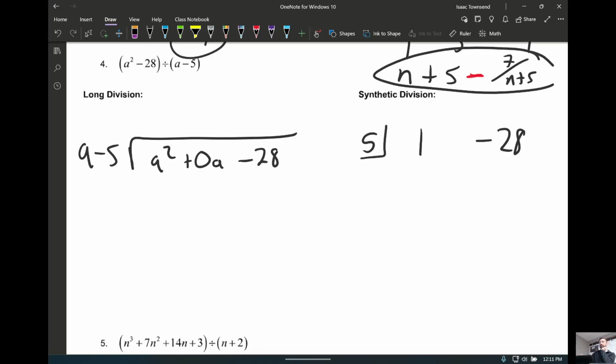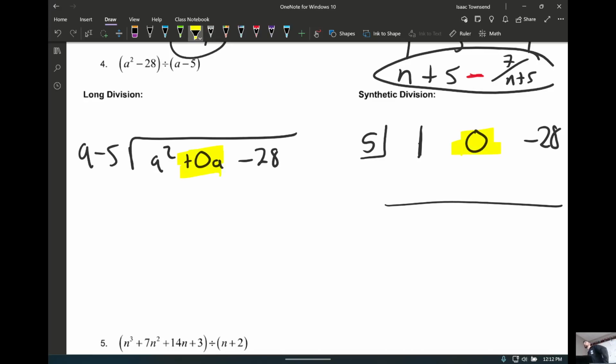But for synthetic division, if you don't put a placeholder, synthetic division thinks that this would be your constant, because it's the one to the far right, and this would be the next biggest thing. So this is like I'm dividing a minus 5 into a minus 28, which is not what I mean. I've got 1a squared, no a's, and then a constant of 28. So the 0 is optional for long division, not optional for synthetic division.